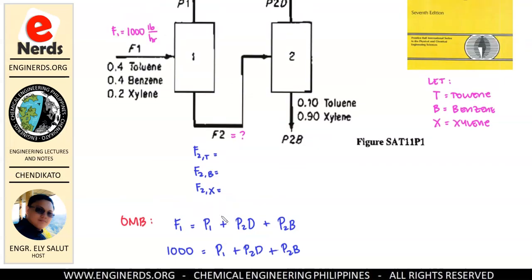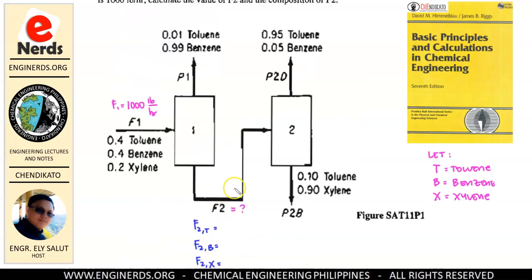Now, let us analyze itong ating mga given. So, we have 3 components dito sa ating F1. So, definitely, because given ang ating percentage here, no, yung components natin, we can get how much toluene, how much benzene, and how much xylene na andito sa ating feed, okay? So, that will be easy because we will just be multiplying itong component value. Itong 0.4 times 1,000 will be the value of toluene, okay?